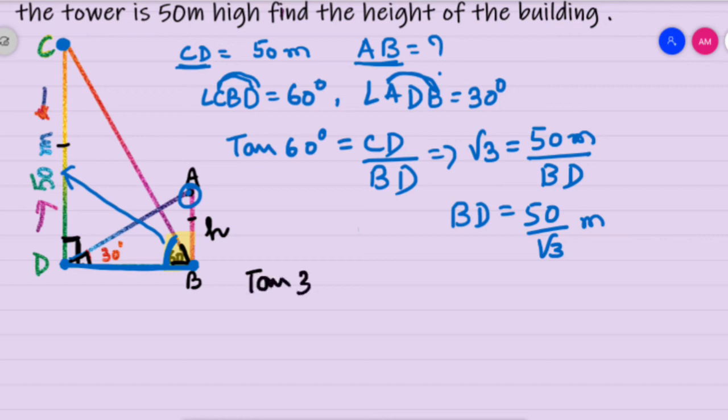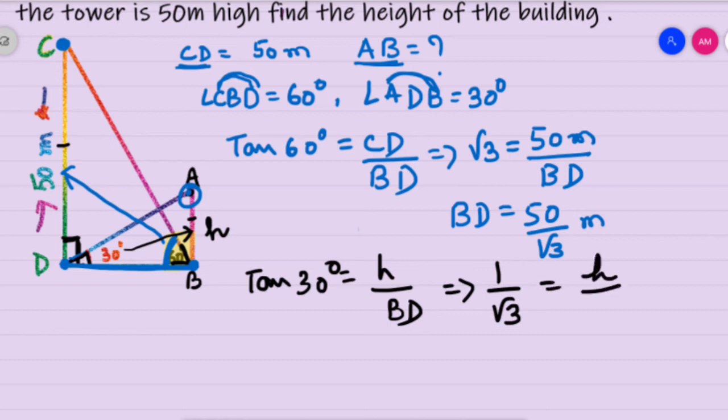Now see, what will be your tan 30? The opposite side is H, which you don't know, and H by BD. Okay, H by BD. Now what is tan 30? Tan 30 is 1 by root 3. So 1 by root 3 will be equal to H by BD, and from here BD is equal to H root 3. You will cross multiply, you will get H root 3.